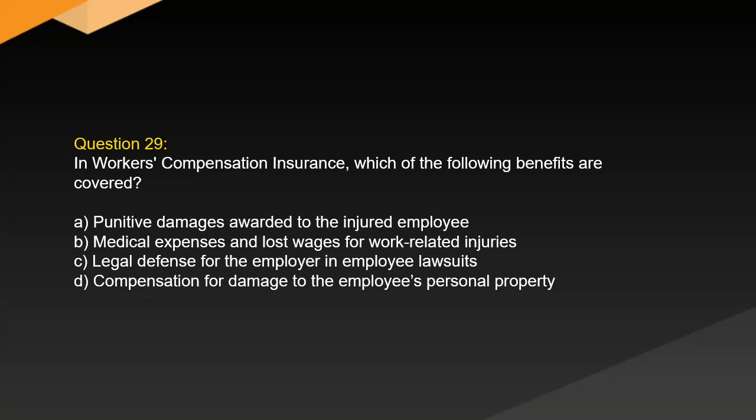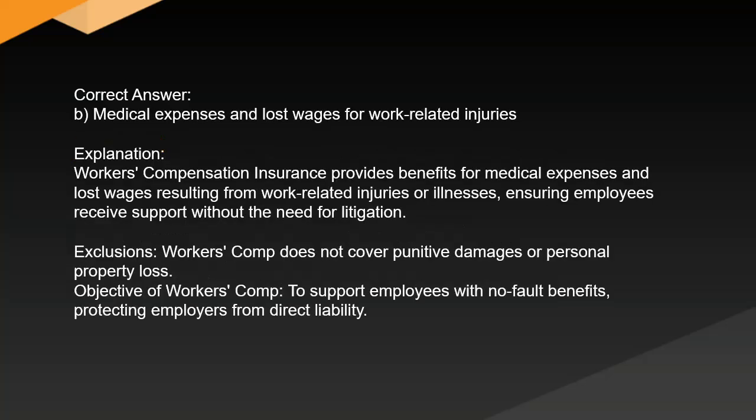Question 29. In workers' compensation insurance, which of the following benefits are covered? A. Punitive damages awarded to the injured employee. B. Medical expenses and lost wages for work-related injuries. C. Legal defense for the employer in employee lawsuits. D. Compensation for damage to the employee's personal property. Correct answer: B. Medical expenses and lost wages for work-related injuries.